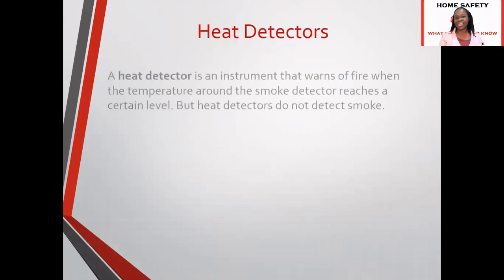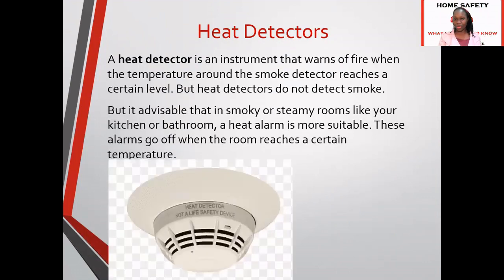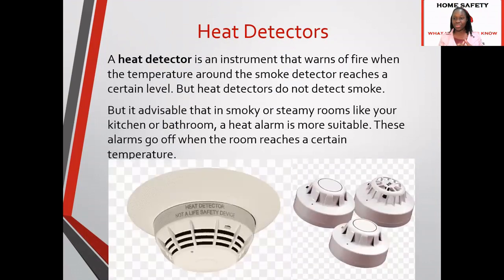And also we have a heat detector. A heat detector is just like the smoke detector, but what this one identifies is the increase in heat. When the detector detects that the heat level of that particular room is unusual, much more than it used to be, the alarm triggers as well. But heat detectors do not detect smoke, and we need to know that.